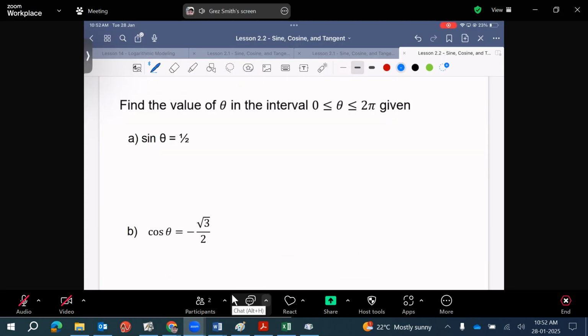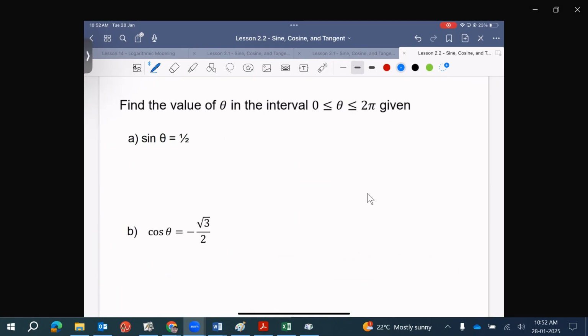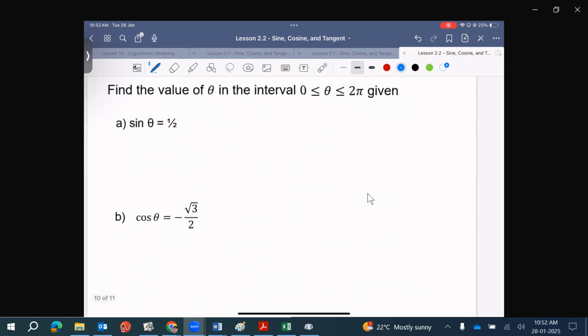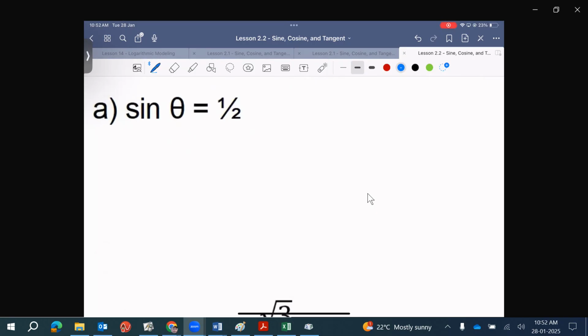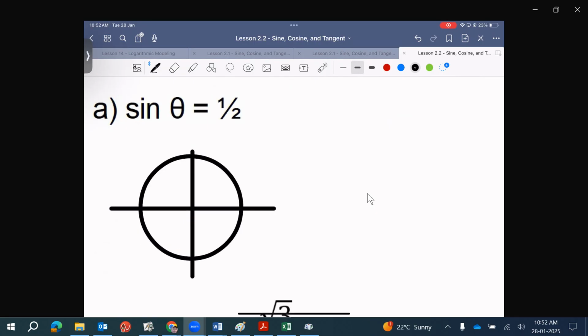Okay, let's have a look. Let's kick off with the first one: sine theta equals a half. To solve this one, how will I start? I will draw a unit circle. Is the sine value the x value or the y value? Y. And a half, is that positive or negative? Positive.